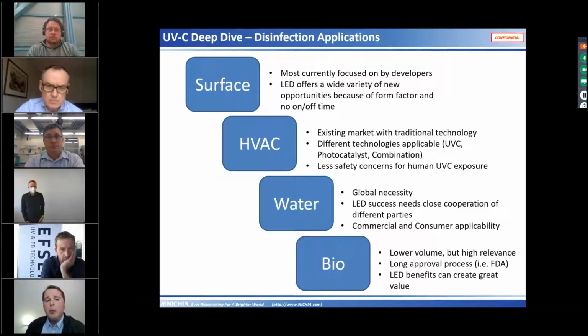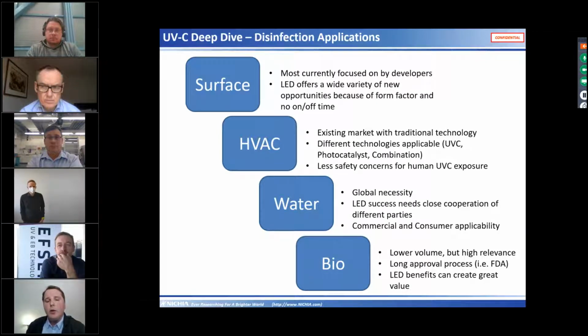Then we have the biggest potential for the LED, which is the water market. It has a global necessity. A lot of people still don't have access to clean drinking water. And of course, the LED is not there to replace several thousand watts of a mercury lamp with an LED. But if you think around, there are new developments and new ideas coming up to make the LED work for water disinfection.